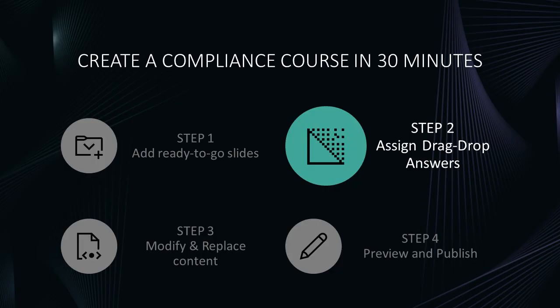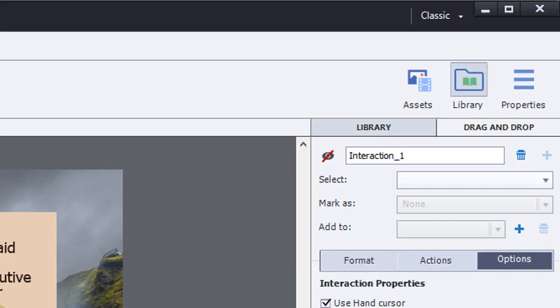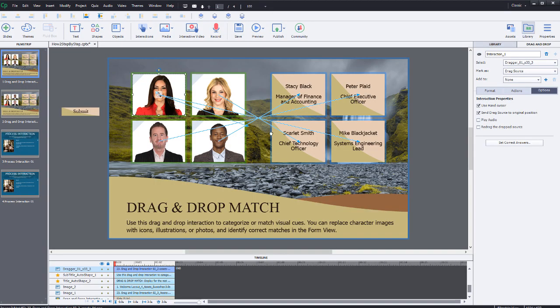In the second step, you will tell Captivate what the correct answers should be. To begin, select the Drag and Drop panel in the Property Inspector. Select the eye icon on the top right and ensure that there is no red slash across the eye. This will make the associations between drag objects and drop targets visible.